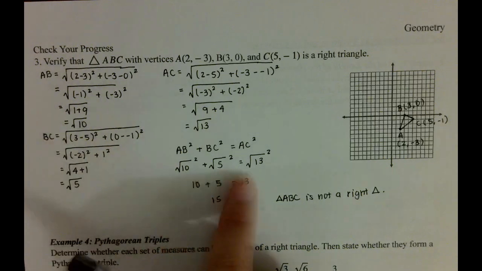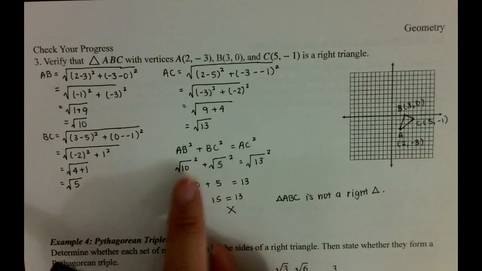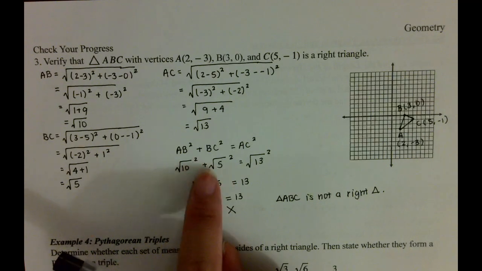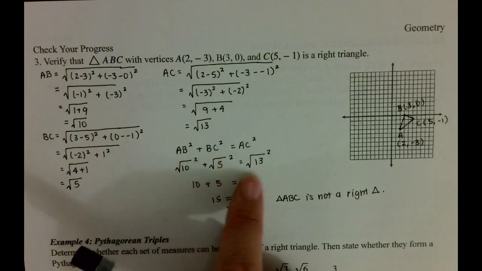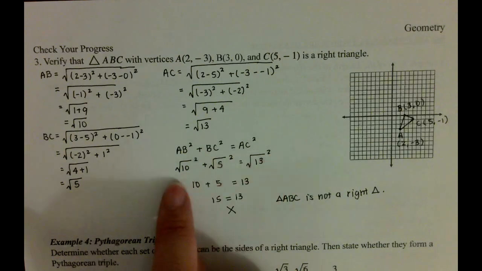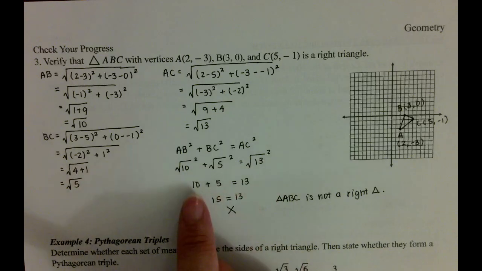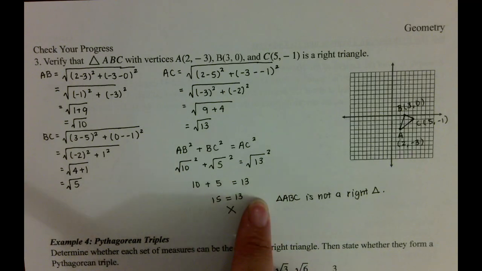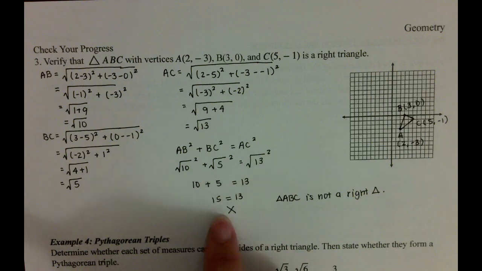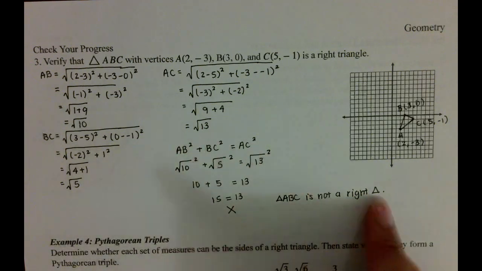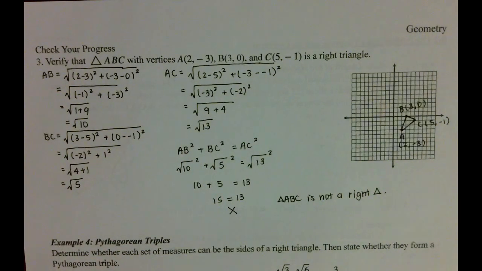Okay. So using the Pythagorean theorem, square root of 10 squared plus square root of 5 squared equals square root of 13 squared. So this becomes 10, this becomes 5, and this becomes 13. 10 plus 5 is 15, but since 15 does not equal 13, the Pythagorean theorem didn't work for this, and so that's why it's not a right triangle.